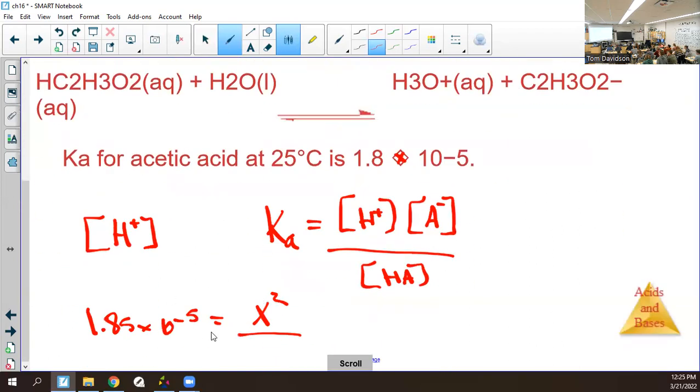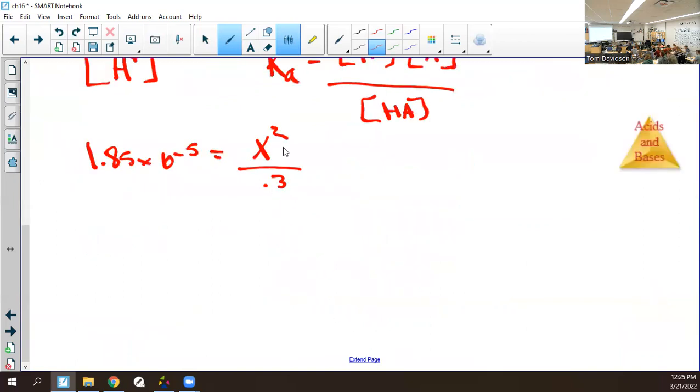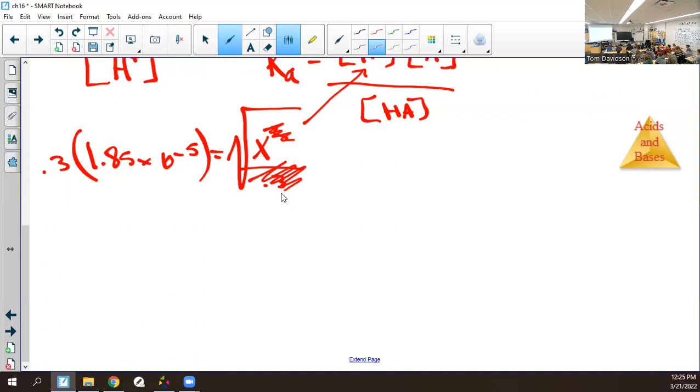We did them both ways already? So do it again. Yeah, it's fine. Over 0.3, right? Okay, so now what is x equal again? H plus. Once I have H plus, I can do anything I want. So I need to multiply both sides by 0.3. Then I need to take the square root of both sides. Do that.